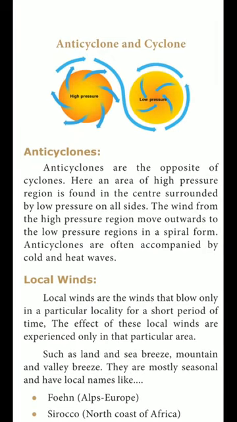Okay, next one is the anticyclone. Anticyclone and cyclone. From this picture, what do you understand? High pressure and low pressure, isn't it? So the anticyclone is the opposite of the cyclone. Here, an area of high pressure is found in the center, surrounded by low pressure on all sides. The wind from the high pressure region moves outwards to the low pressure region in a spiral form. Anticyclones are often accompanied by cold and heat waves.